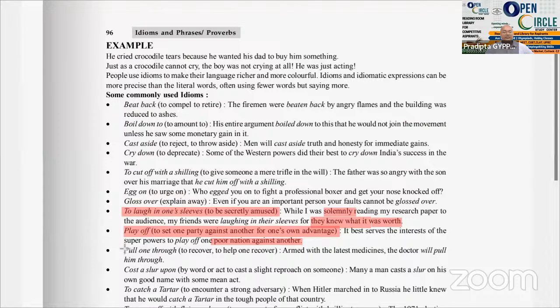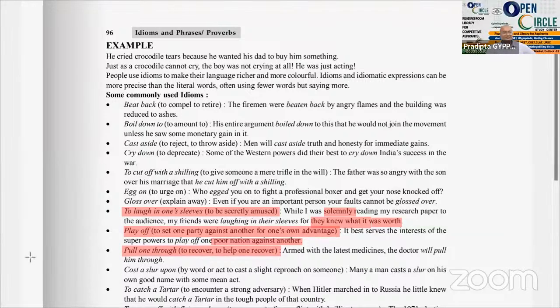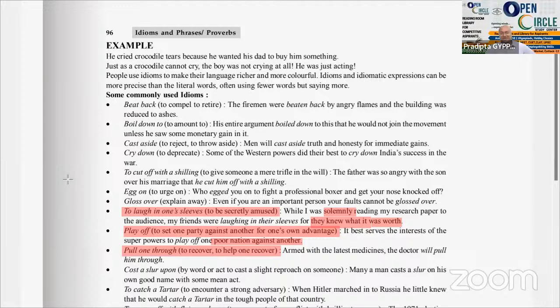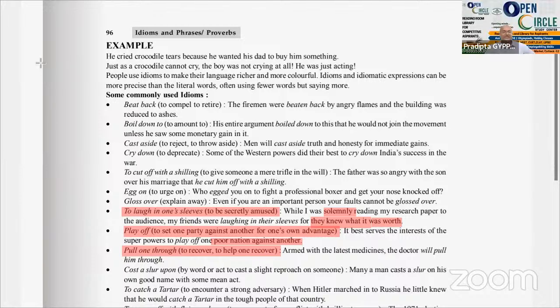Next one, pull one through: to help one recover. So basically helping someone resolve the problem or recover the loss. That's the meaning. So you overcome any problem. Example sentence, read and understand. Armed with latest medicines, the doctor will pull him through. So the doctor can help him resolve the issue with the latest medicines. Correct. Thank you. So these are the idioms.